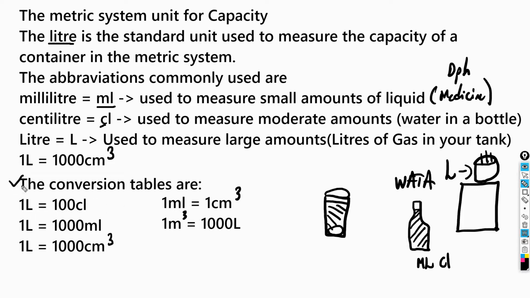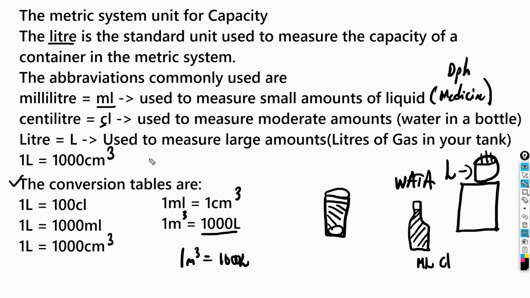We have the conversion table here, guys. 1 liter is 100 centiliters. 1 liter is 1000 milliliters. 1 liter is equal to 1000 centimeters cubed. 1 milliliter is equal to 1 centimeter cubed. And 1 meter cubed is equal to 1000 liters. So 1 meter cubed is huge, because 1000 liters is a huge capacity, right?